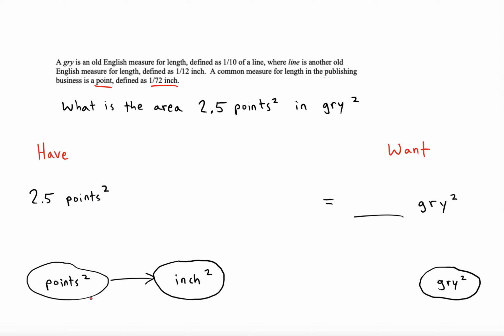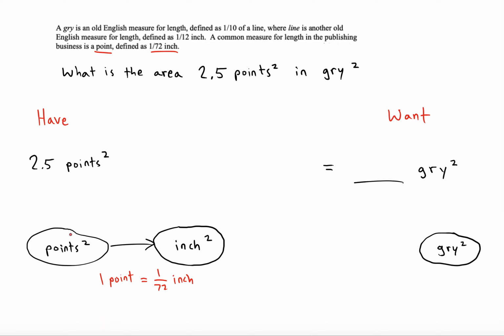Okay, the equivalency says that 1 point is equivalent to 1/72 of an inch. And that's what we need. It's called a known equivalency.